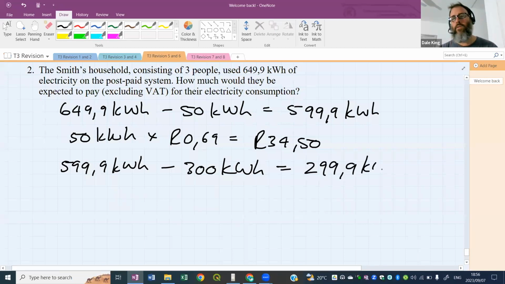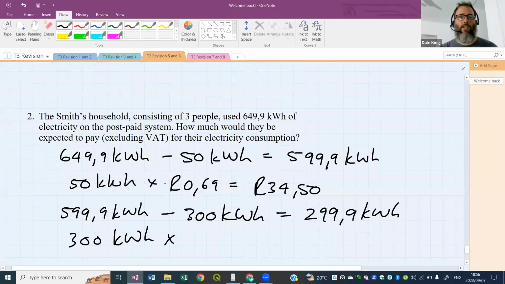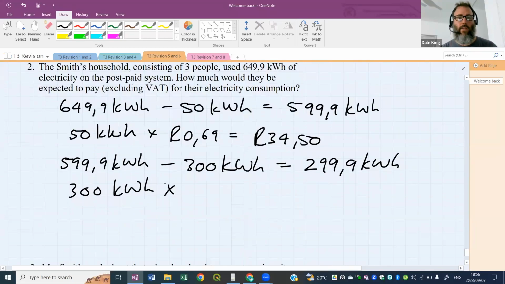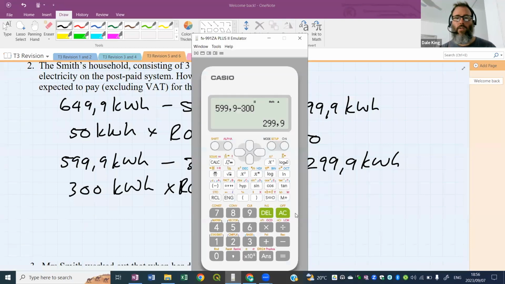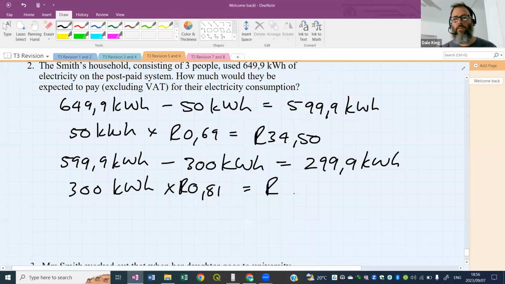299.9 kilowatts. That's how much I have left. This 300 is charged at 0.81 rands per kilowatt hour. Each one of those kilowatts is 0.81. So 300 times 0.81 is 243 rand. I still have 299 kilowatts left.